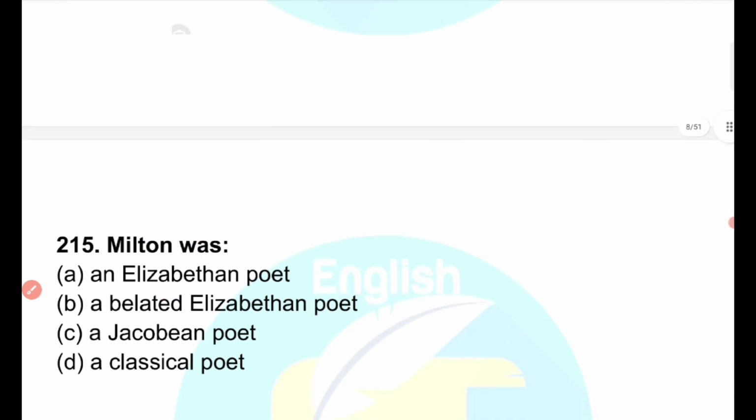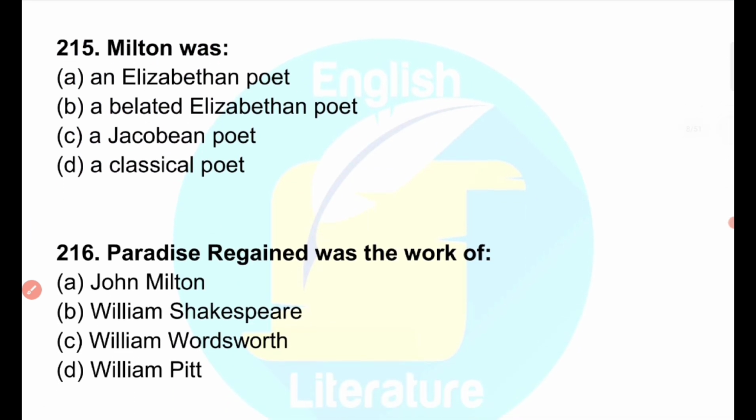Milton was Option A, an Elizabethan poet, or Option B, a belated Elizabethan poet. So Option B is the correct answer.